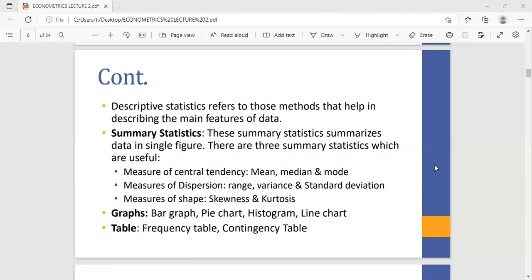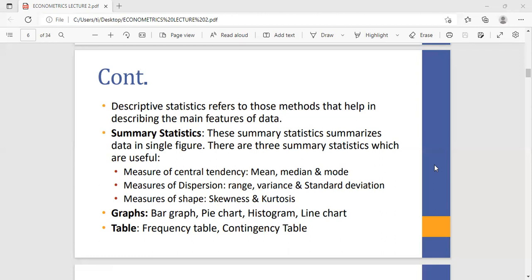Another tool which is used for descriptive statistics is graphs. For example, popular graphs which you can use in describing your data are bar graph, pie chart, and histogram. Then for showing some trend in a particular variable, you can also use a line chart. Histogram is basically used to know the distribution.